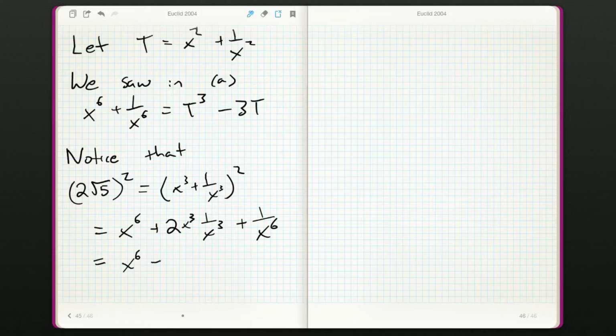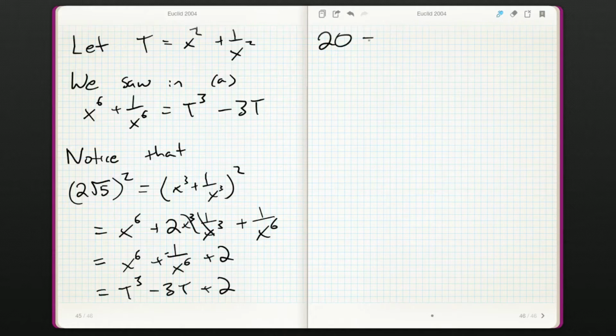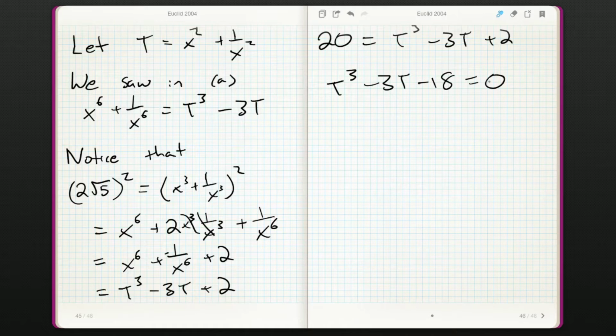So this is x to the 6 plus 1 over x to the 6 plus 2. These cancel. And this is t cubed minus 3t plus 2. So 20 is t cubed minus 3t plus 2. T cubed minus 3t, we'll bring the 20 over to the other side, minus 18 is equal to 0. I don't know if that helped me. Yeah, I think that might be one step too far.